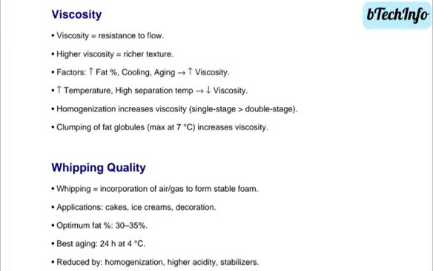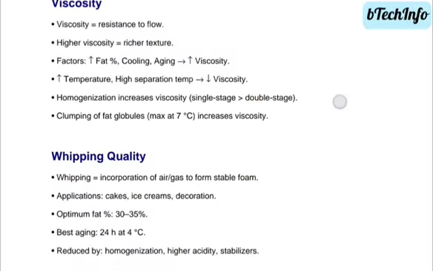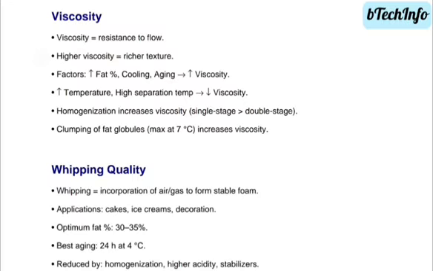Now we see the factors which affect the cream. First is viscosity. Viscosity is known as the resistance to flow. So higher the viscosity, richer the texture. If the fat percent is more, with cooling and aging, then viscosity is also more. If the temperature is high, so high separation temperature, then the viscosity is less. Homogenization increases the viscosity. In the single stage, the viscosity is more, and in the double stage, the viscosity is less than the single stage.